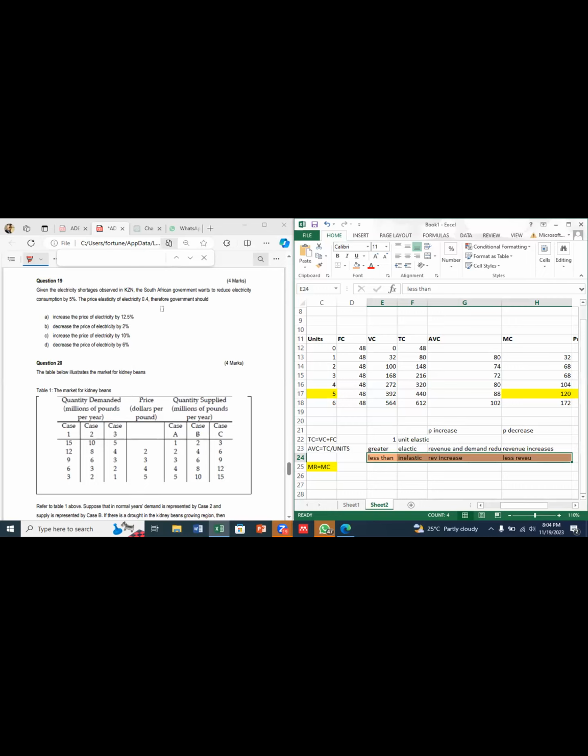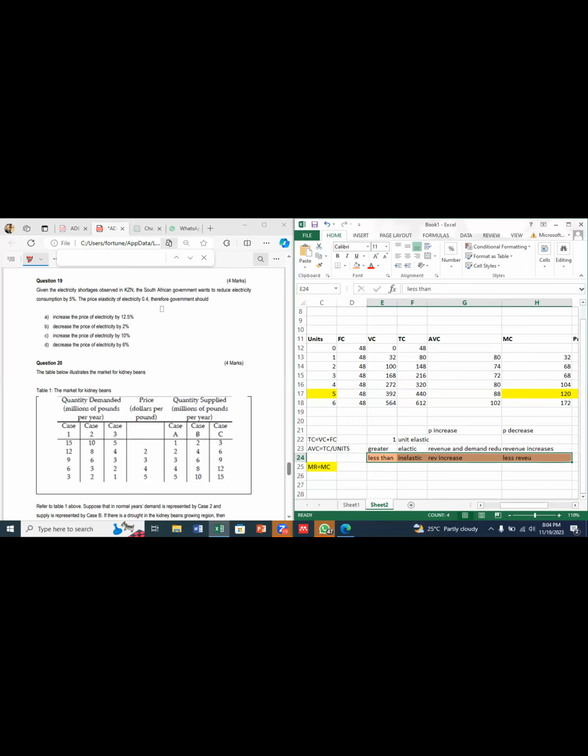And then when I read further, they say the price elasticity of electricity is 0.4. Therefore, government should... So that's the price elasticity of electricity is 0.4. So I took that as the percentage change in price. Then when I put them over each other, I got 12.5%. And then I assume that's the answer. Was it an increase or a decrease? It was 12.5% straight. Oh, okay.